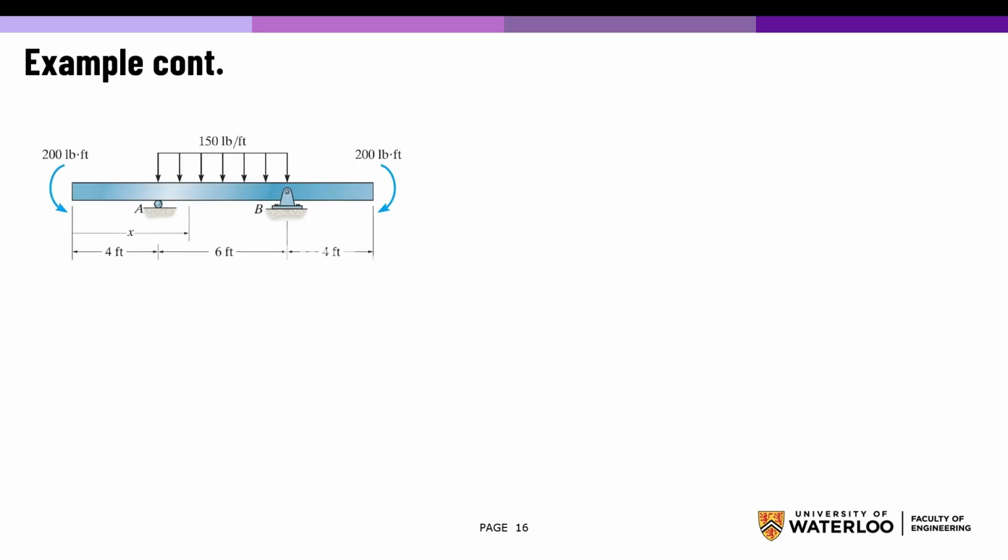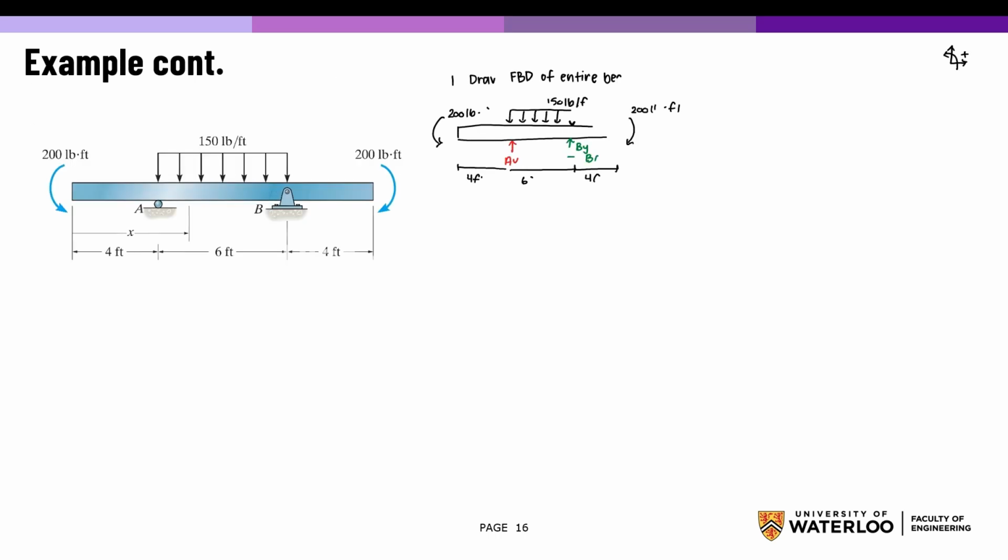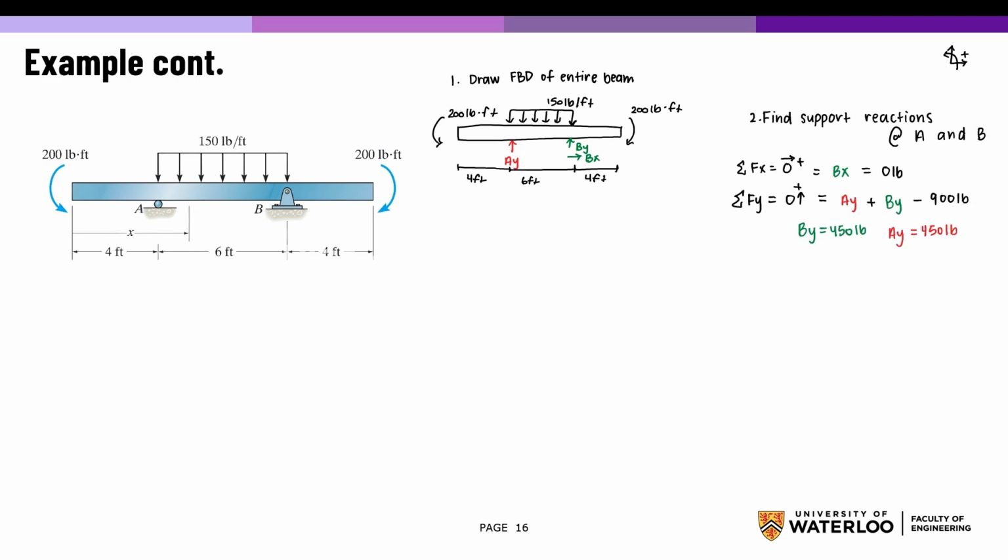First, we will set up our positive axes. Next, we will draw the free body diagram of the entire beam. We will then use this, as well as our equilibrium equations, to find the support reactions at A and B. Solving for the summation of forces in the y direction, we find that Ay and By are both 450 pounds.